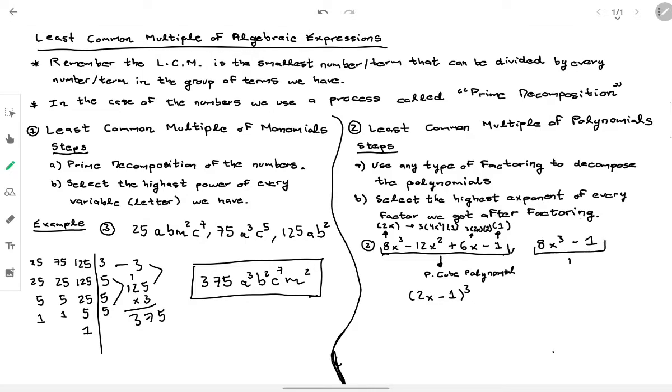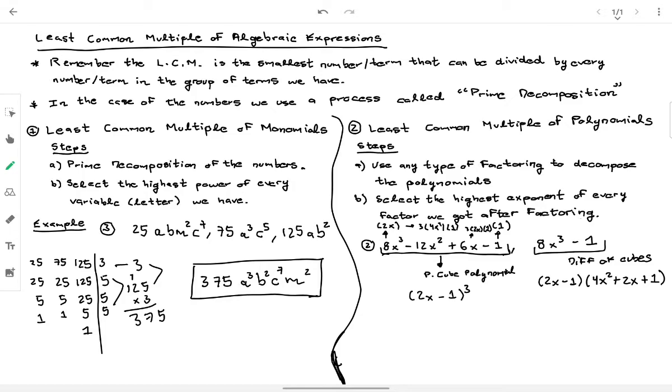This one is a difference of cubes. So if we remember how to factorize a difference of cubes, it's going to be the cubic root of the first one, that is 2x, minus the cubic root of the second one, and in the other parenthesis is the first one squared plus the multiplication of both of them plus the second one squared. So we have factorized every expression we have.